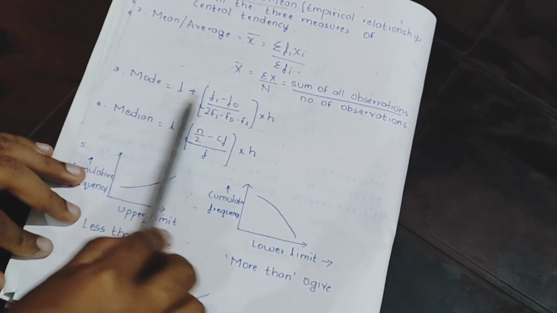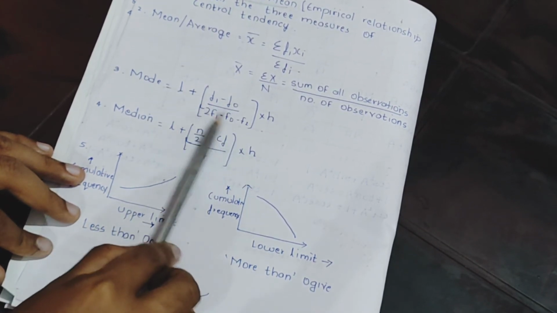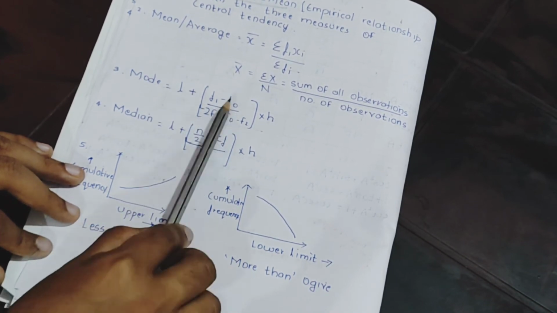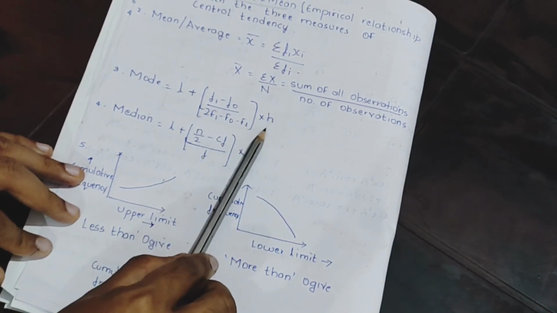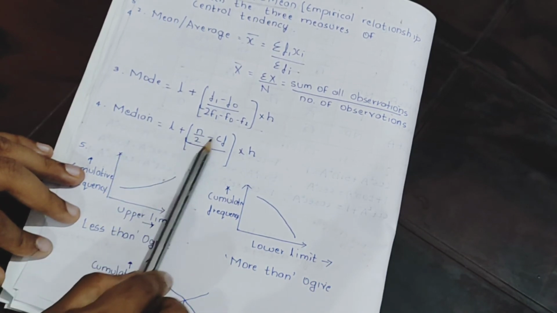Mode formula, see. In the mode formula, you find the maximum frequencies. Therefore, it is not O, it is 0, so you can remember it that way. And into H, don't forget. Then median. In the median, you will find n by 2 and CF.